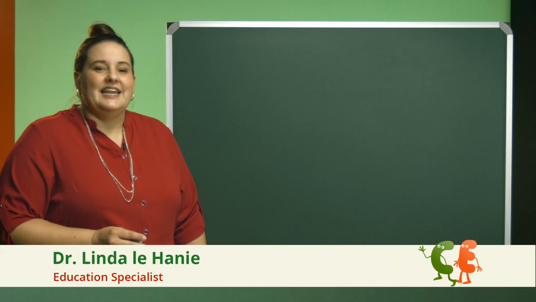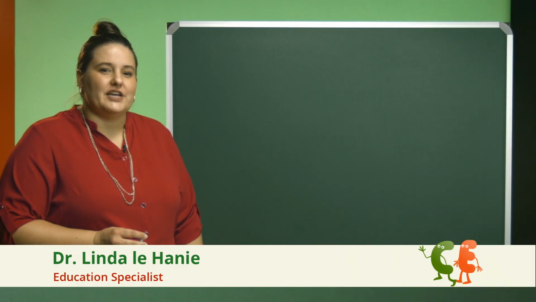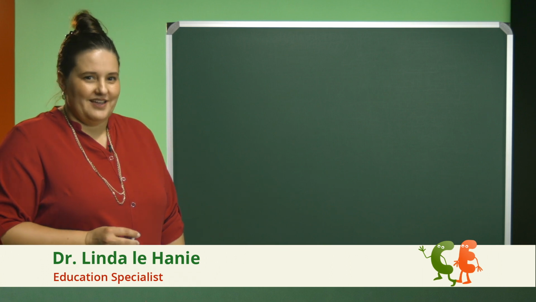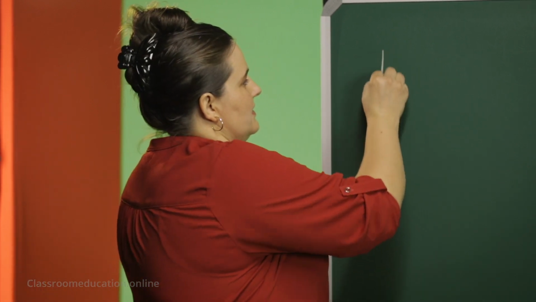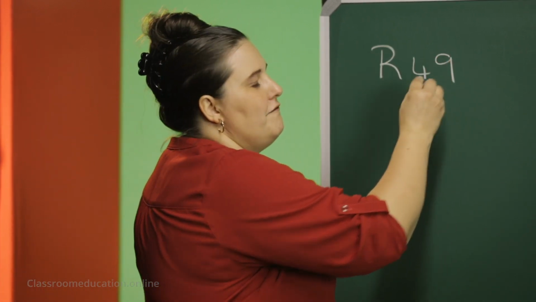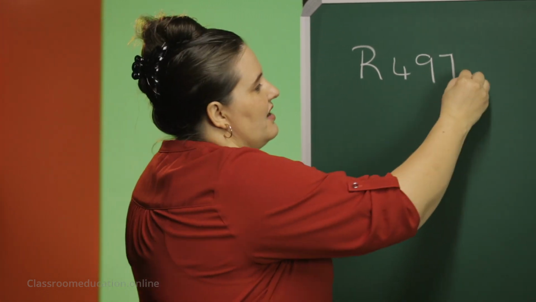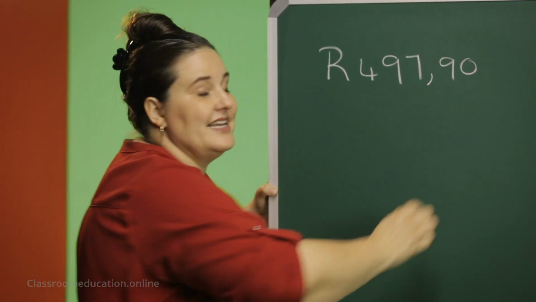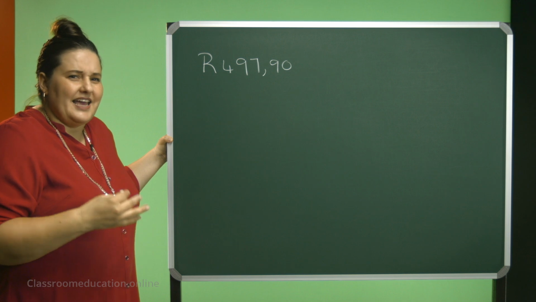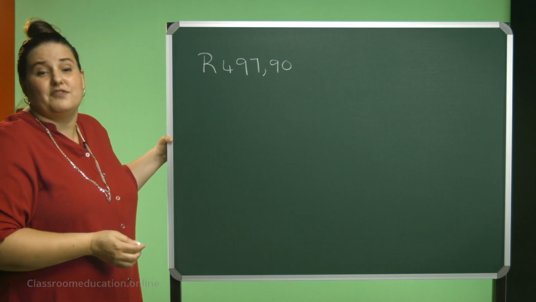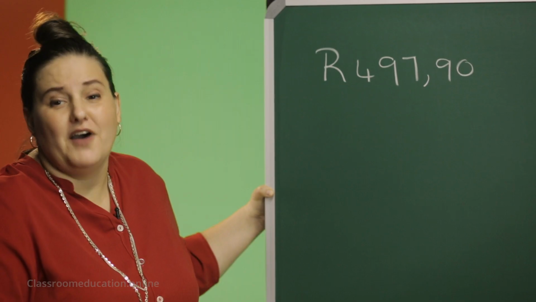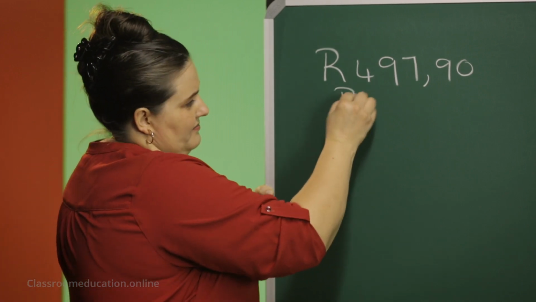Good day. Let's say that you have checked the advertisements of the shop and you realize that you want to buy a PlayStation game and the price is 497 Rand and 90 cents. It is then actually much easier thinking of that value as 500 Rand.